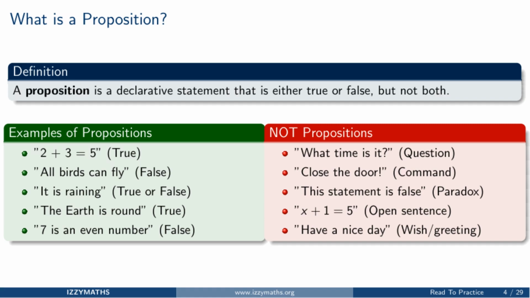2 + 3 = 5, this is true. All birds can fly, this is false, since penguins and ostriches cannot fly. It is raining, this is either true or false depending on the weather. The earth is round, this is true. 7 is an even number, this is false.